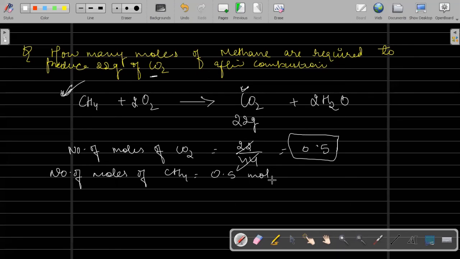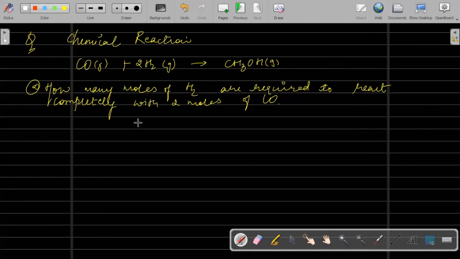How to calculate? You only check how many moles of reactant give how many moles of product. This is the main point, right? And accordingly, you can calculate the amount and moles of anything. Can we try the next question?